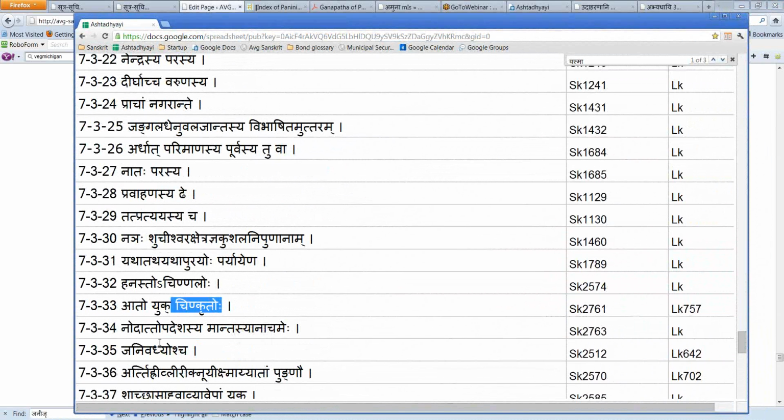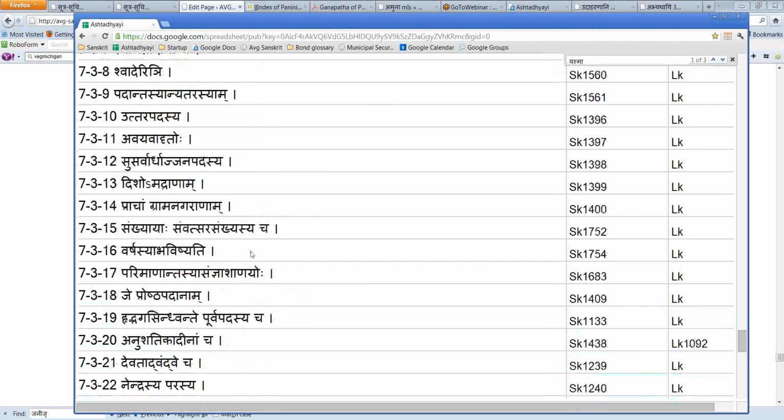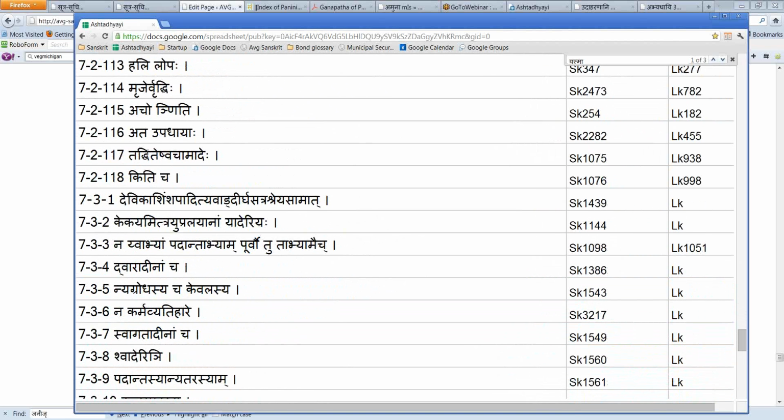Nodattopadeshasya mantasya anachamehe janivadhyascha. So it says no. This 34 is a negation, a Nisheda Sutram. The Anuvritti of na comes into 35. So 7334 and 7335 are Nisheda Sutras. What are they stopping? The atopadhayaha vriddhi, which is back here in 72116. Atopadhayaha applies to any angam.